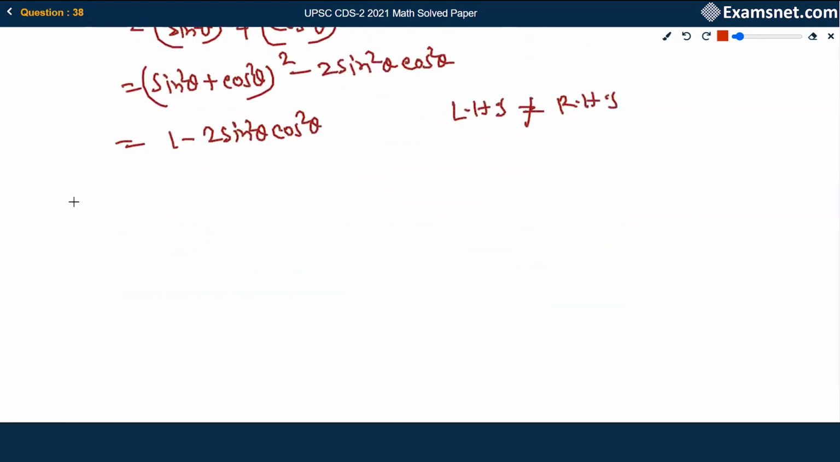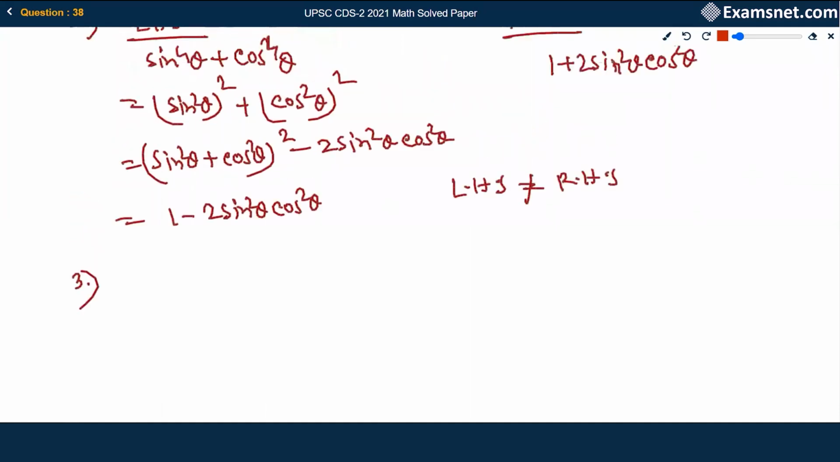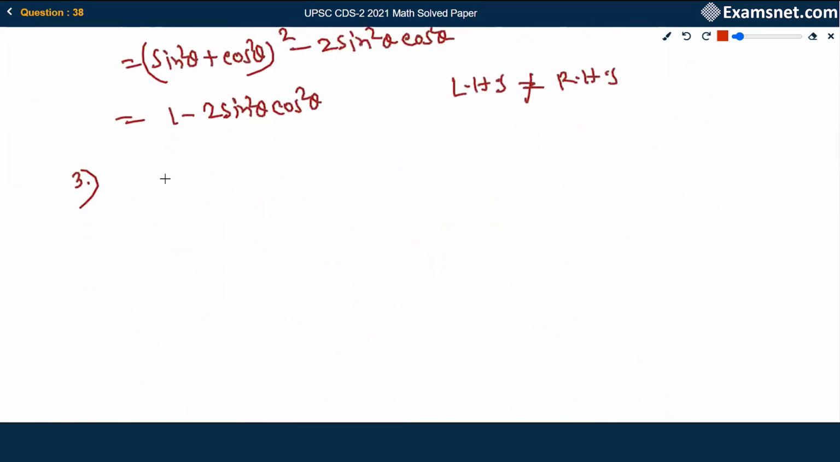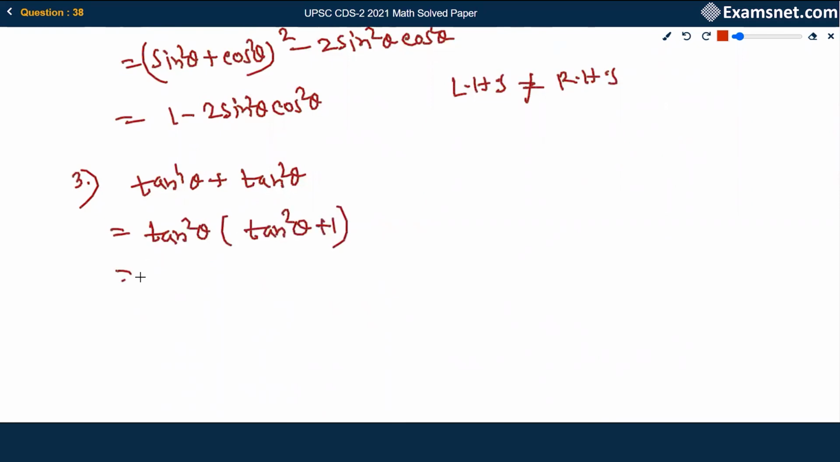Now let's check the third identity. The third identity is given as tan to the power 4 theta plus tan square theta. So tan to the power 4 theta plus tan square theta. We can take tan square theta common. It will become tan square theta times tan square theta plus 1. Since we know 1 plus tan square theta will give us sec square theta.